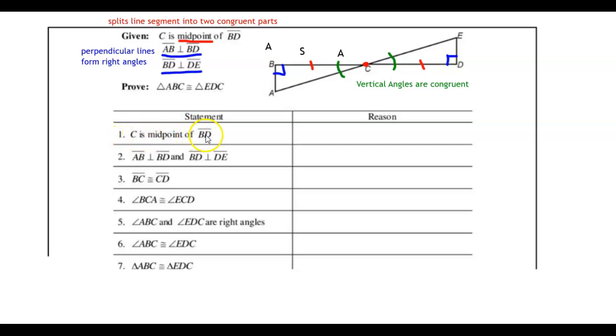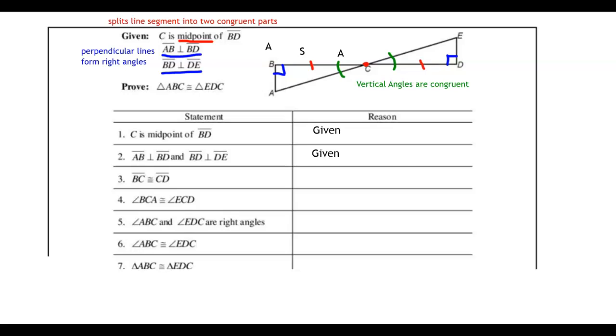First, it says that C is the midpoint of BD, AB is perpendicular to BD, and BD is perpendicular to DE. We know all of these pieces of information because they are given to us. Next, it says that BC is congruent to CD. We know that BC and CD are congruent because this midpoint fact was given to us, because a midpoint splits a line segment into two congruent parts. So instead of saying a midpoint splits a line segment into two congruent parts, I'm just going to call it the definition of midpoint.